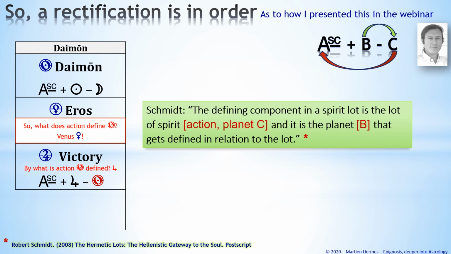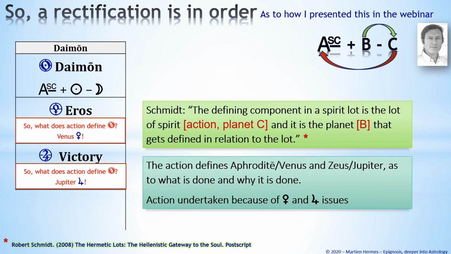Because Eros is everything done because of desire. So the actions of Eros are defined by the action itself, but it's in the name of Venus. And the same goes for Jupiter, but perhaps you can see why I found this so confusing, because the first statement I made is actually also quite true. You could also say what I said previously. So the action defines Aphrodite and Venus and Zeus Jupiter as to what is done and why it is done. So action is undertaken because of Venus and Jupiter issues. So okay, that makes sense.